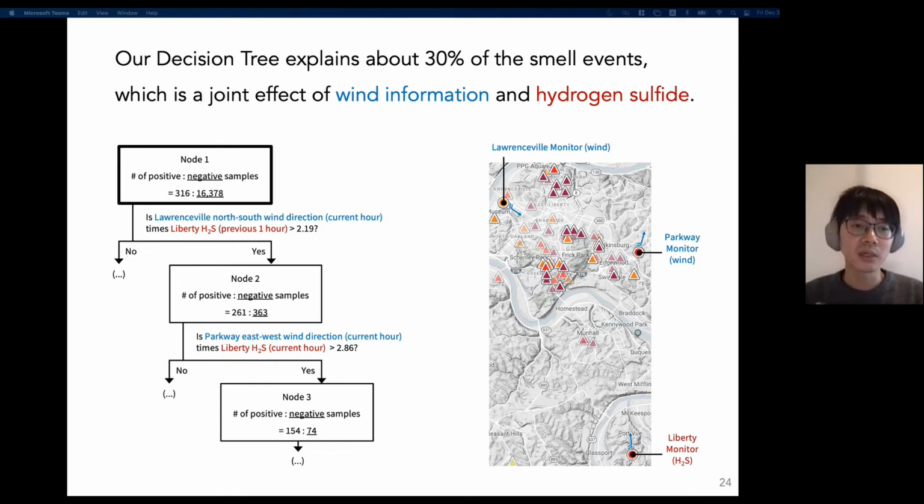It's the joint effect of wind direction, wind speed, and also the hydrogen sulfide. So 30% of the data can be explained this way. When the source emits something, hydrogen sulfide, it gets picked up by the sensors. And then when the wind in the Pittsburgh region forms a certain pattern, then in the next few hours, there will be a lot of smell reports coming up.